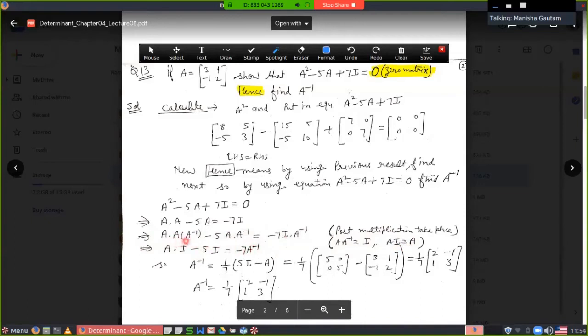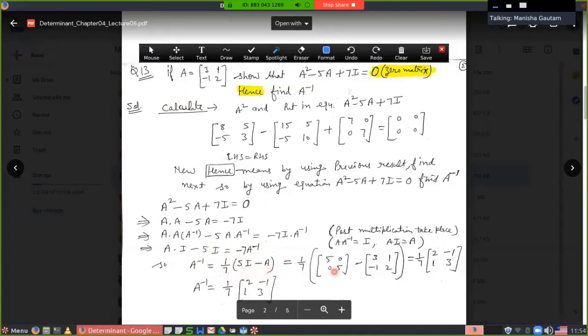What will you get? A into A inverse is I, A into A inverse is I, and I into A is A. A is here, A inverse. Now when you calculate A inverse, shift the minus sign here and 7 here, 1 upon 7, and change the sign of this. This comes out as 5I minus A. Now you have to solve 1/7 of (5I minus A). It means 5 times the identity matrix minus the given matrix A.